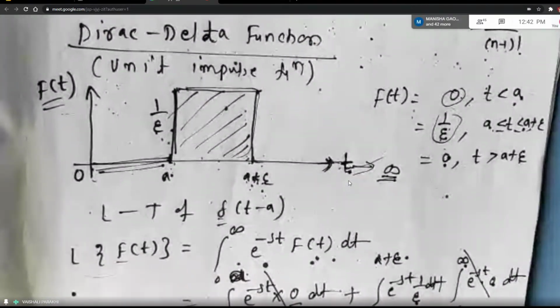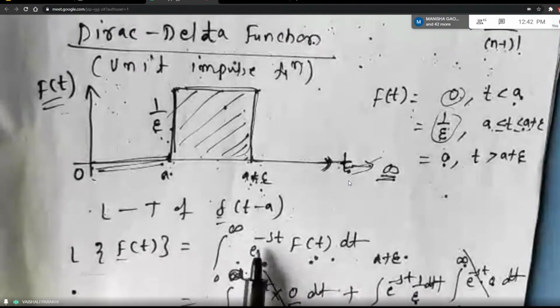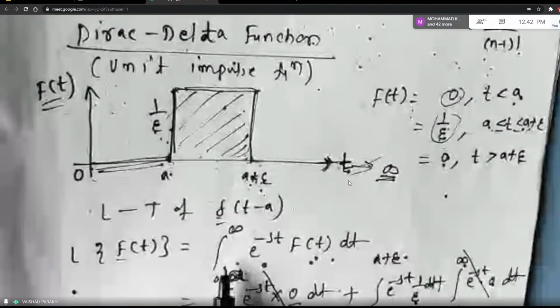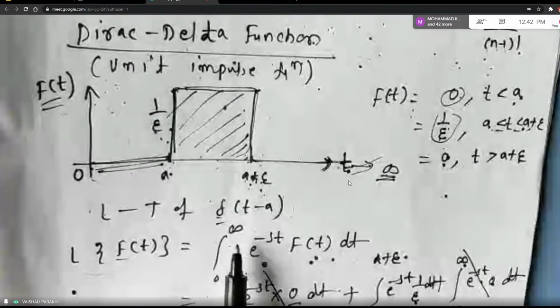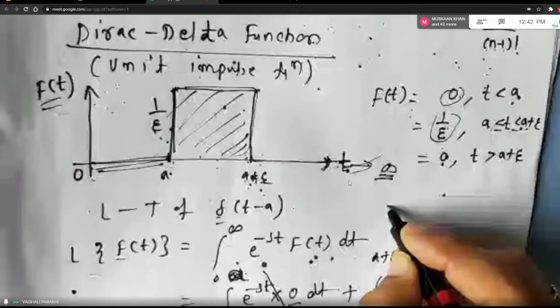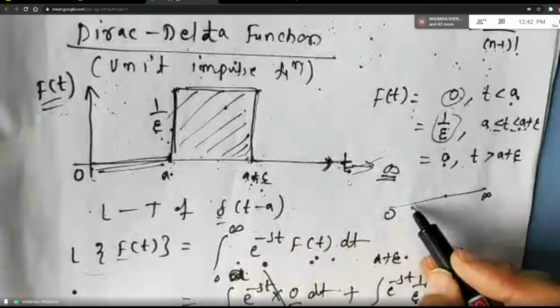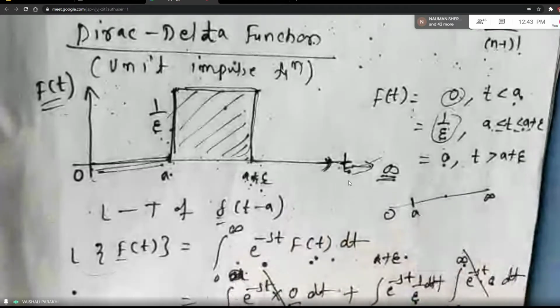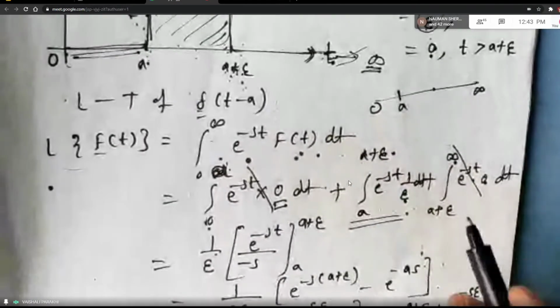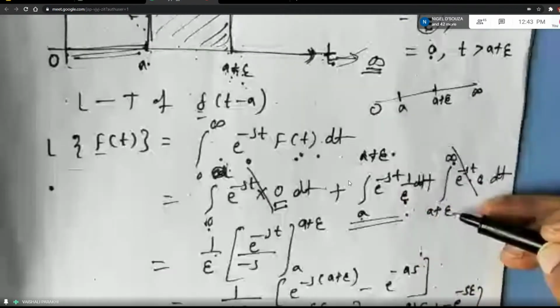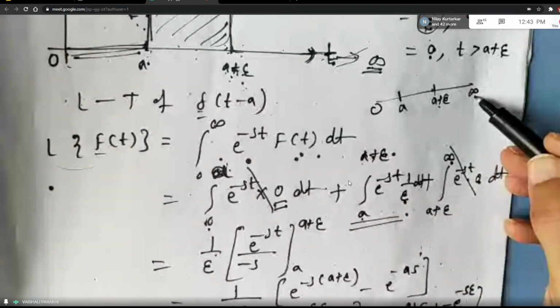So as usual, I am writing the basic formula, e raised to minus st f of t dt. But what is happening? You have to divide this interval 0 to infinity. See, this is 0 to infinity, no? So first is from 0 to a. So first integral is from 0 to a. Second is from a to a plus epsilon. And third interval will be a plus epsilon to infinity.